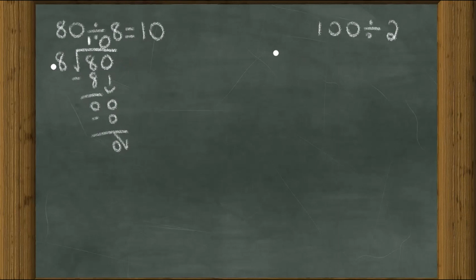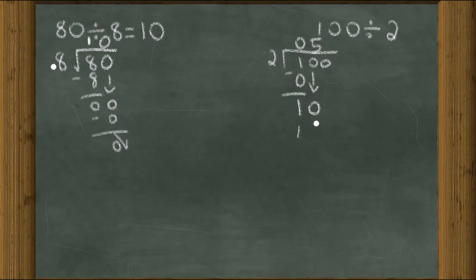And then one last example. We're going to do 100 divided by 2. 2 fits into 1 0 times. 0 times 2 is 0. 1 minus 0 is 1. I'm going to bring down the 0. And now I did bring down a 0, but we still have figures to bring down, so we're not done quite yet. 2 fits into 10 5 times. 5 times 2 is 10. 10 minus 10 is 0.